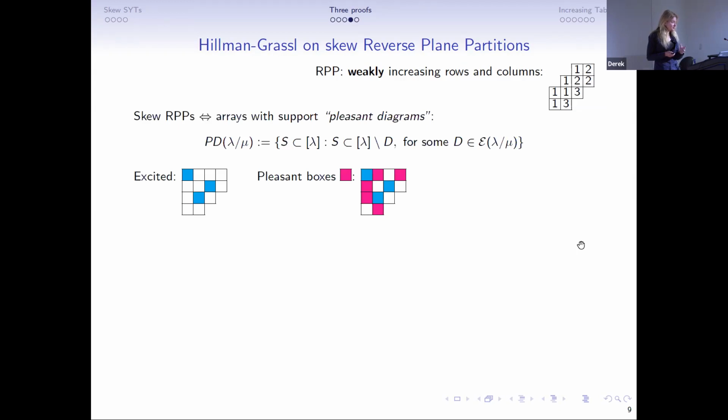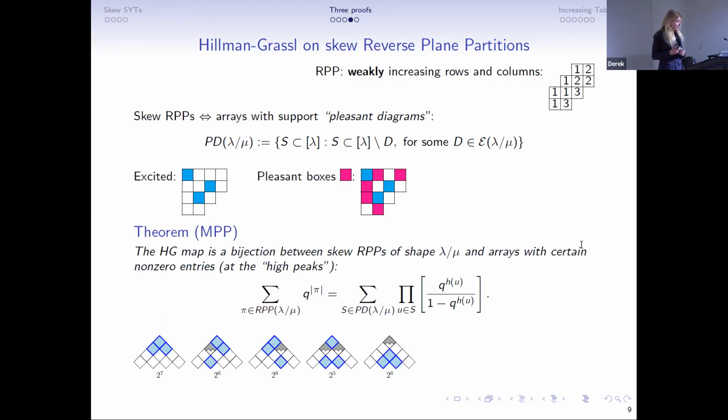And this is what we obtained just using the Hillman-Grassl correspondence. So this is the excited diagram. We create these pleasant diagrams. Not that exciting, so we take any subset of boxes of the white boxes here. There is one restriction, that we need to actually have the boxes in the corners also.